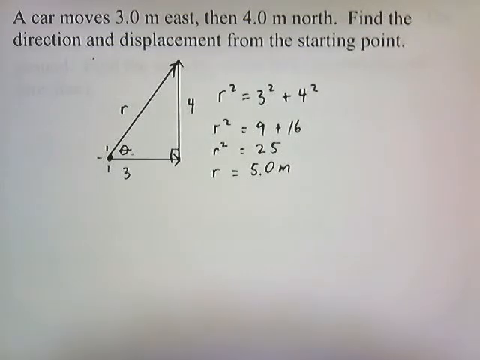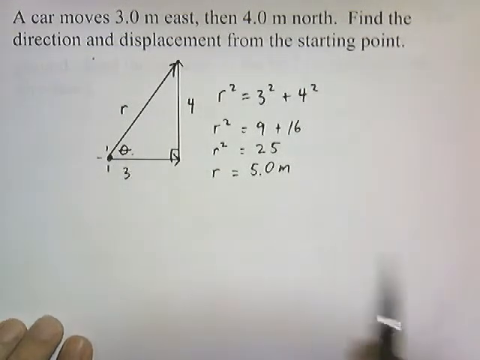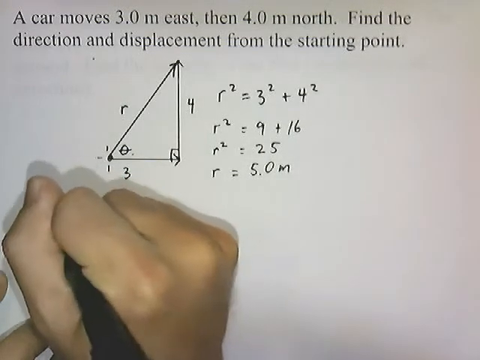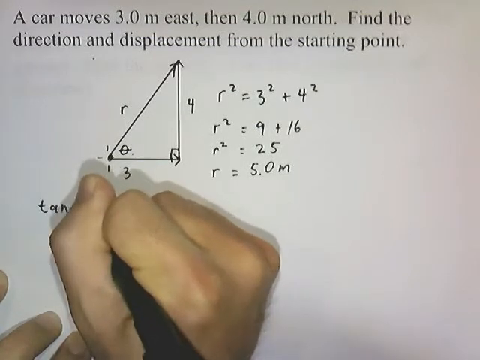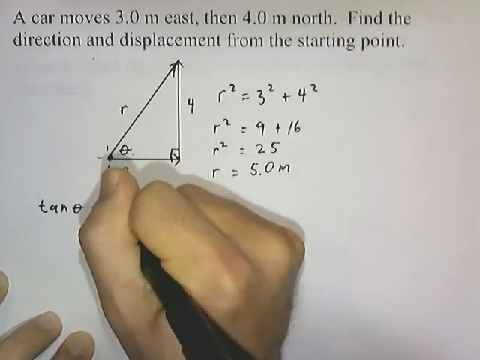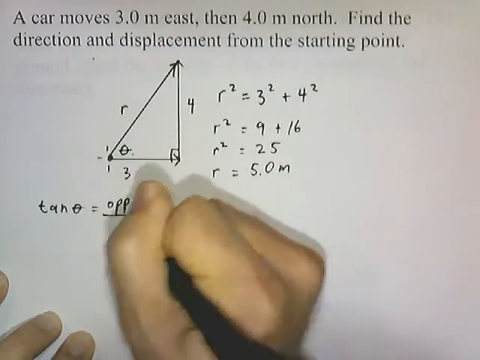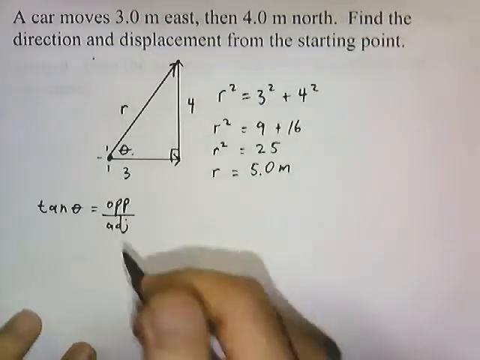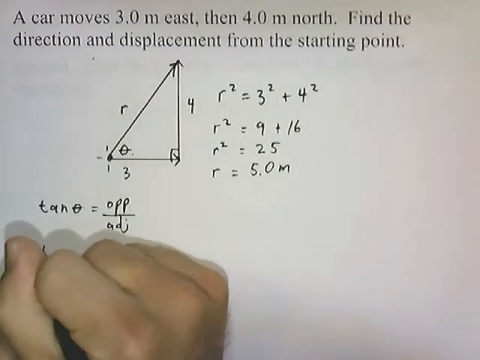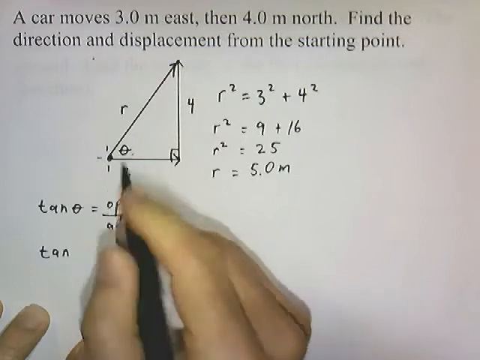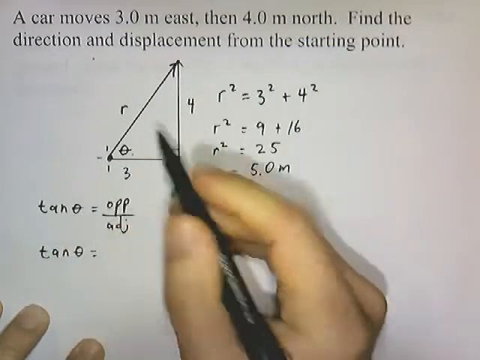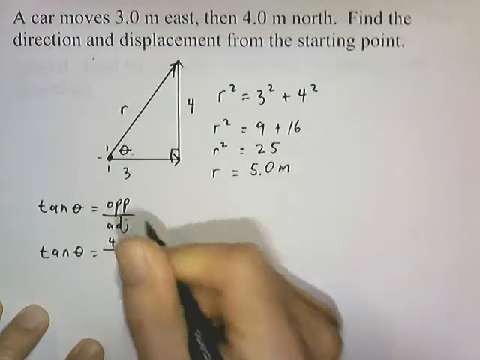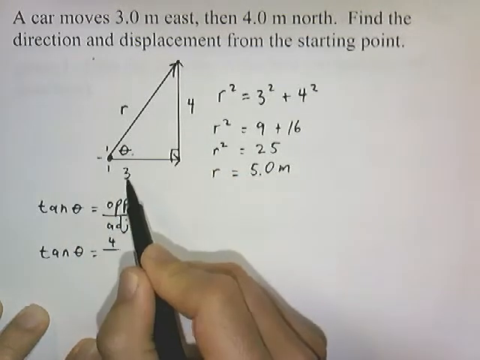Now we can use the tangent function to find the direction, this angle, of the resultant. Now you might recall that tangent of an angle is equal to the opposite side over the adjacent side. In this example, the tangent of this angle is going to be the opposite side, the side opposite this angle, which is 4, over the side adjacent to the angle, 3.